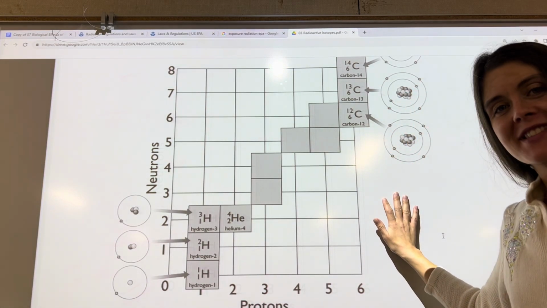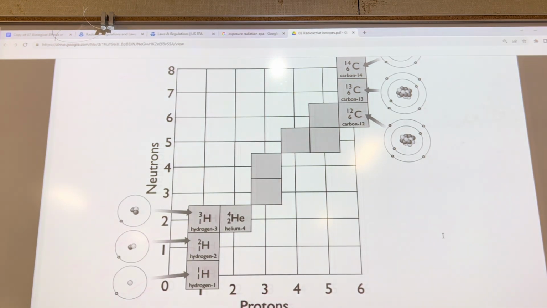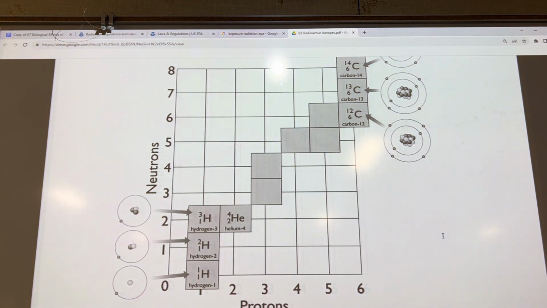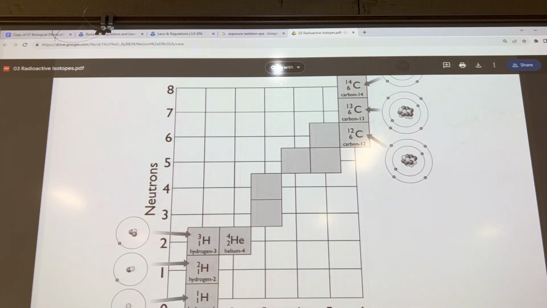Want to help us go over this Isotopia worksheet for those who were absent on Friday. Hopefully you've got this PDF queued up. Again, we're learning here about different types of isotopes. So let's look at this graph to start.